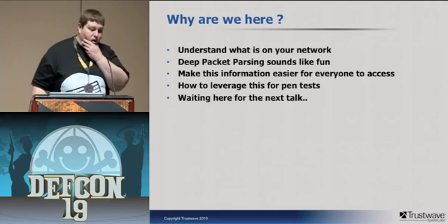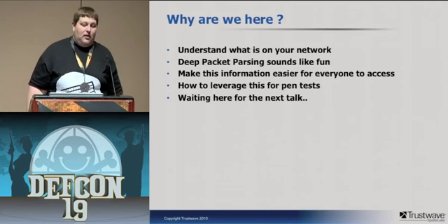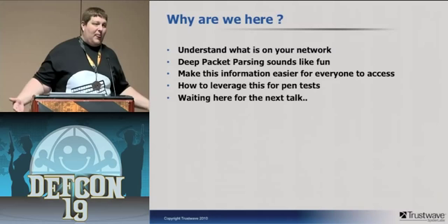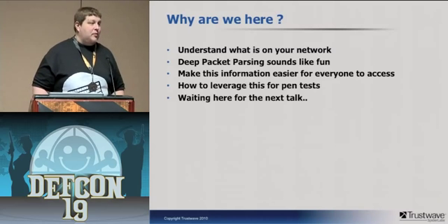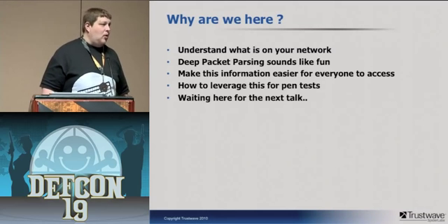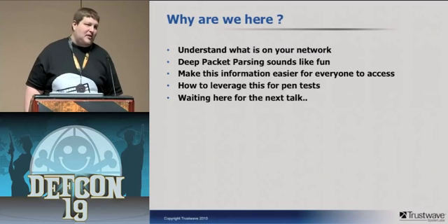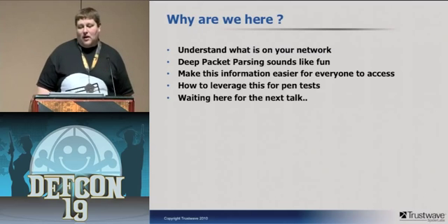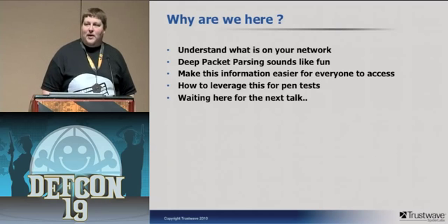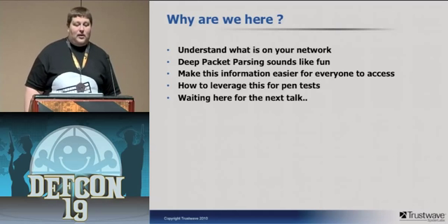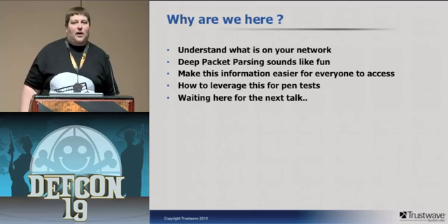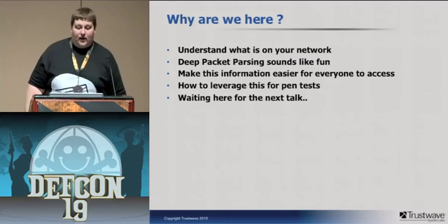So why are we here? First of all, for passive information gathering, it's good to understand what's on your network, what's talking, what protocols you may have broadcasting that you don't intend to be broadcasting. A lot of these are easily configurable through domain policies, and so we're going to look at understanding what sort of packets are broadcast automatically.